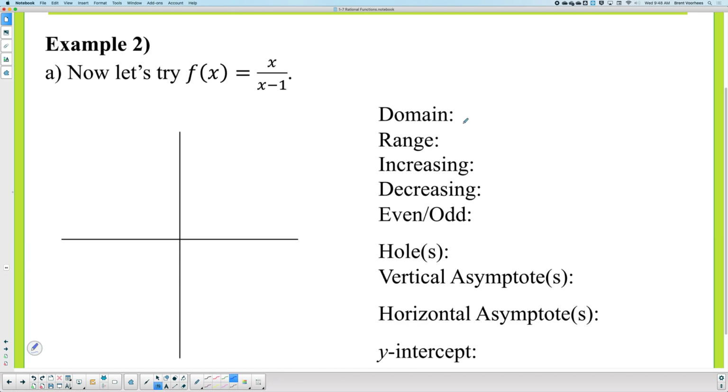So what happens? First, your domain is established off the denominator. What are you not allowed to divide by? 0. So if you want to solve for your domain, you take the denominator and say that cannot equal 0, and you solve from there. So if x minus 1 cannot equal 0, what does that mean x cannot equal when you solve? X cannot equal positive 1.